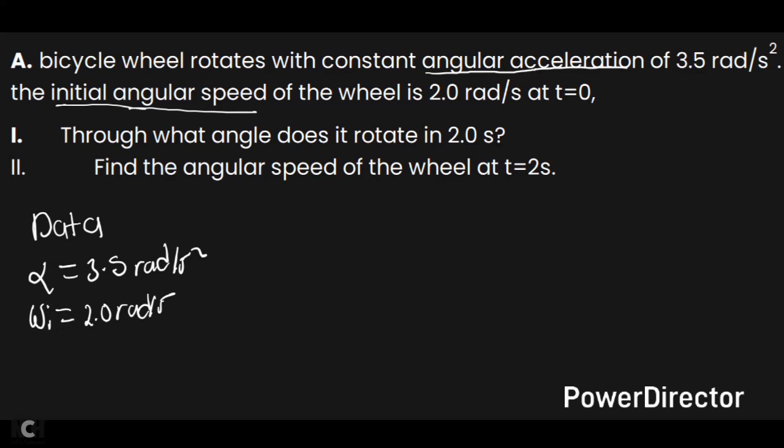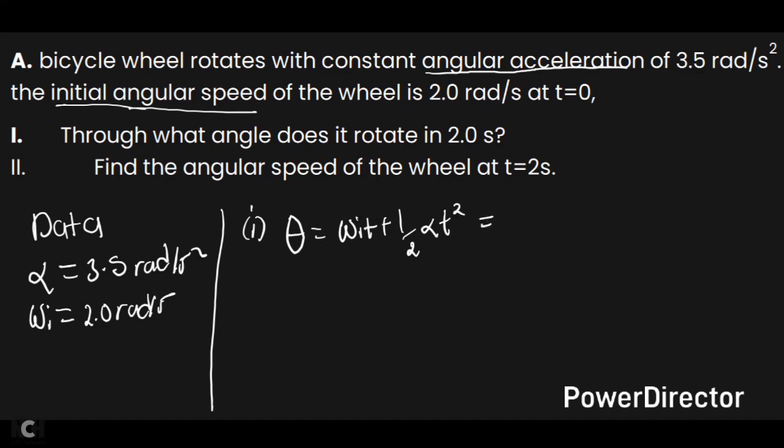Then what are they asking? Through what angle does it rotate in 2 seconds? So you're looking for the distance through which it traveled. Since they're saying through what angle, theta is equal to omega initial times t plus 1 over 2 alpha t squared.